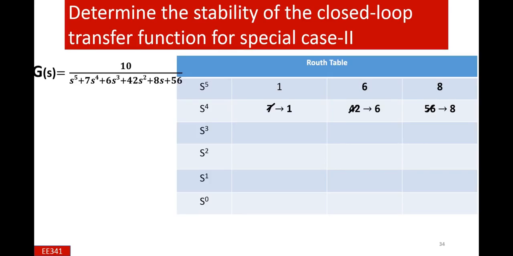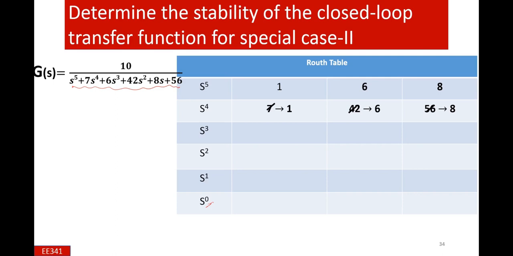Next special case: a closed loop transfer function is given by this relation, and this is the characteristic equation, and this system has order 5. First of all we complete the Routh table, starting by filling the first column from s to the power 5, from the higher order to the lower order s to the power 0. And next we complete the rows.